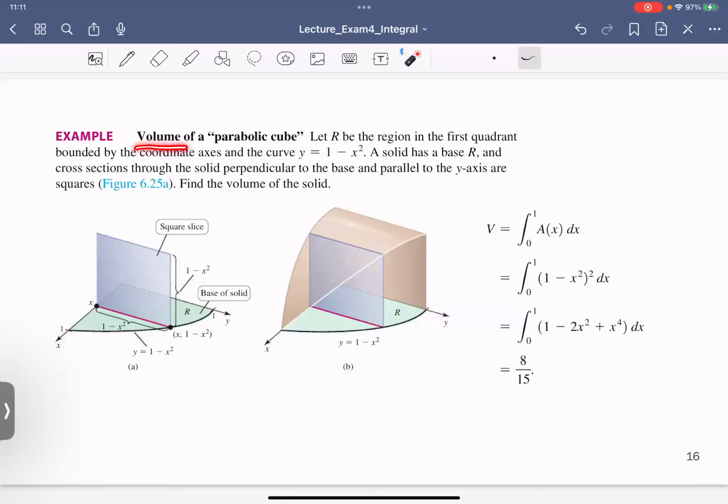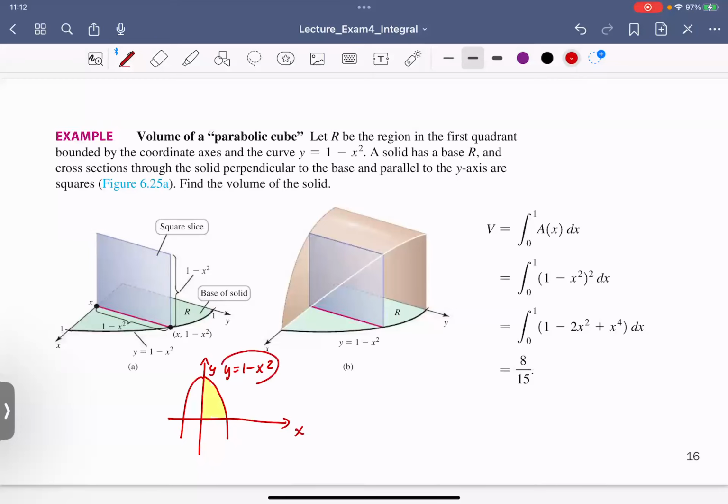So, the volume of a parabolic cube. We're going to let R be the region in the first quadrant bounded by the coordinate axes and the curve 1 minus x squared. Basically, you know you have this curve, y equals 1 minus x squared. And I am only interested in this part in the first quadrant bounded by the curve and the x and y axes.